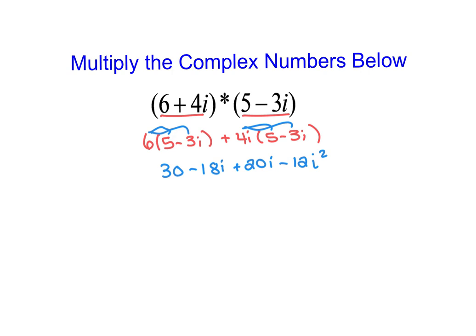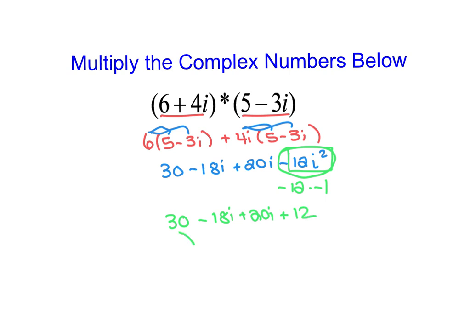But before we do that, I want to keep in mind that we have a new property we can use that allows us to simplify this piece right here. So we have this negative 12, and then we have i squared. We know from a previous slide that i squared is a negative 1. So we're going to rewrite that there. So really we have 30 minus 18i plus 20i, and then we have this negative 12 times negative 1, so that is a positive 12.